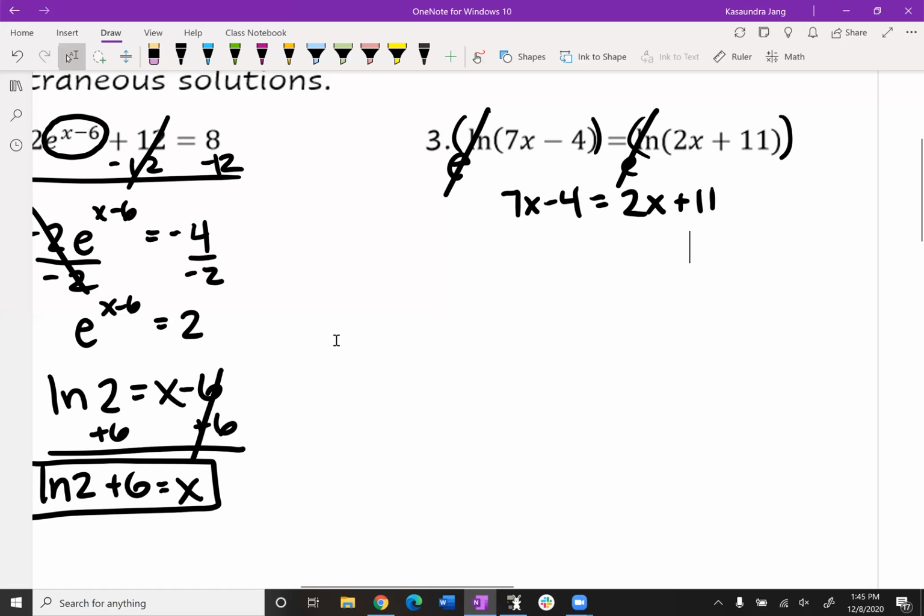I'd probably move the 2x to the 7x. Okay, yeah, I would do that too. How do you move it over though? Subtract the 2x. Totally, that's what I would do also. Nice, so you got a 5x. Okay, then what do you do?